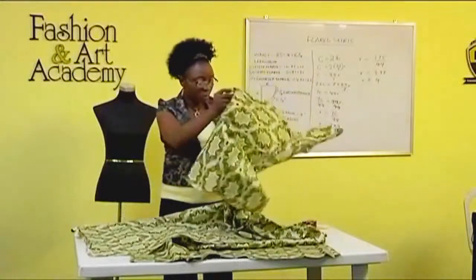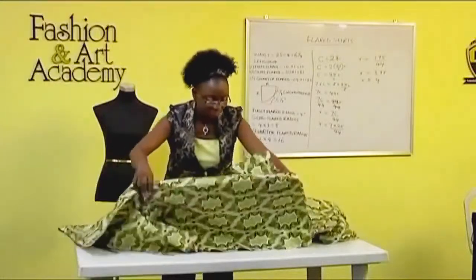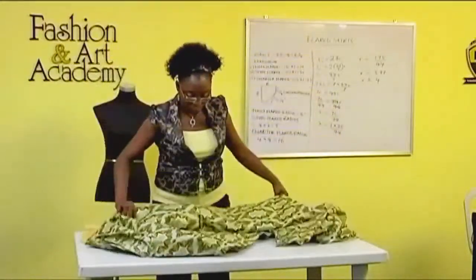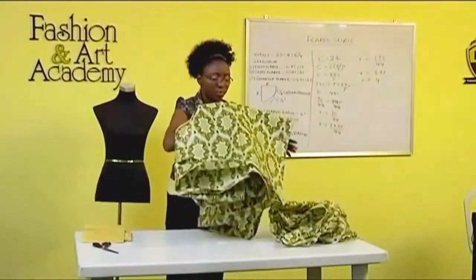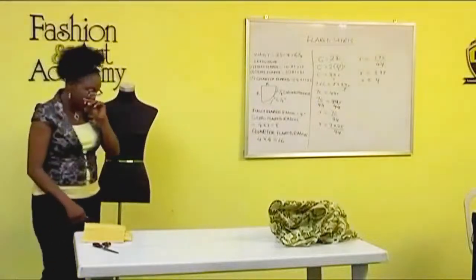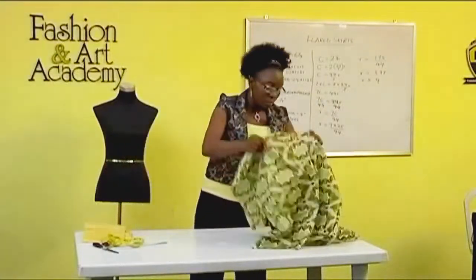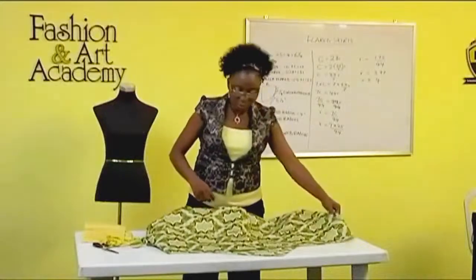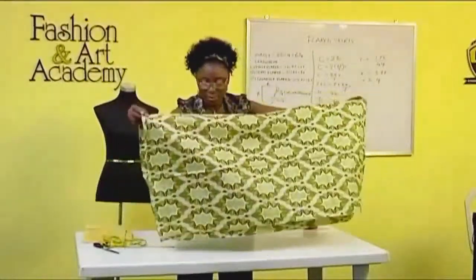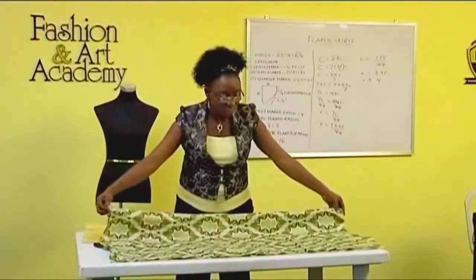Okay, so this is the material we're going to use. I'll just fold the others and put them aside so that we can cut out. So this is the fabric we're using to cut it out. All I need to do is fold it lengthwise and widthwise. Make sure it's equal on both sides.